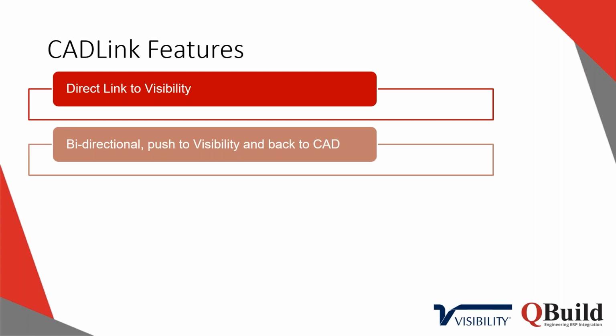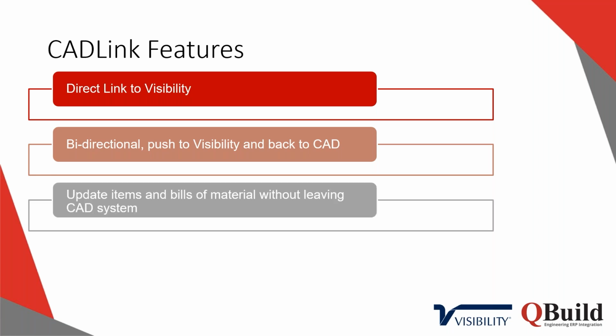Next, it's also bidirectional, which I was mentioning. So not only can you push this information into visibility, but you can also push it back into your engineering software to make sure that both systems are up to date with the most accurate data. And lastly, you have the ability to update your items and bills of materials without ever having to leave your CAD system, which is something I'm sure all engineers will appreciate. So you don't have to go back and forth between a remote desktop, for example, or another software. You can just simply go directly through your engineering system or CAD system.